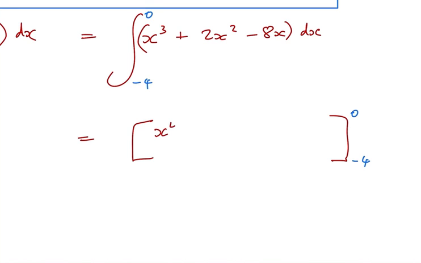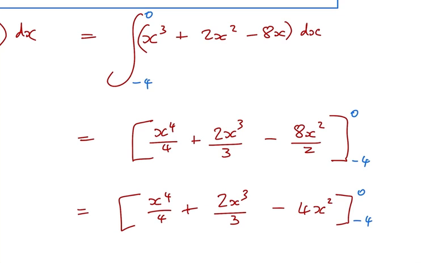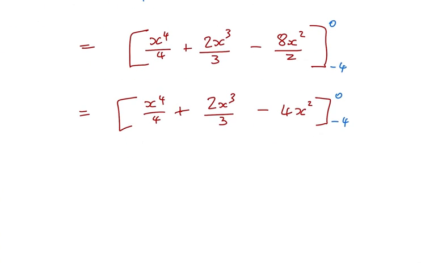And so this becomes x to the 4 over 4 plus 2x cubed over 3. Remember, I divide by my new power when we integrate. And 8x squared over 2. Simplifying, this becomes x to the 4 over 4 plus 2x cubed over 3 minus 4x squared. And then I've included my limits again here. Okay, and now we're ready for that bracket technique.